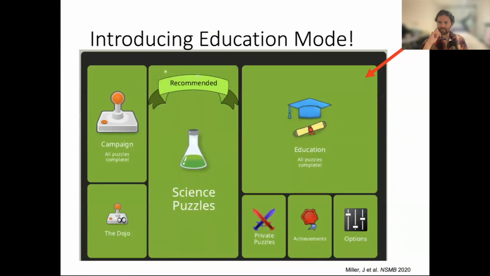So these days, when you open up Foldit, this is the splash page that you get where you select what you're going to do. Campaign is the intro puzzles and science puzzles, of course the primary thing. Seth will talk about dojo mode here in the left-hand corner, and I'm talking about education mode up here in the right-hand corner.